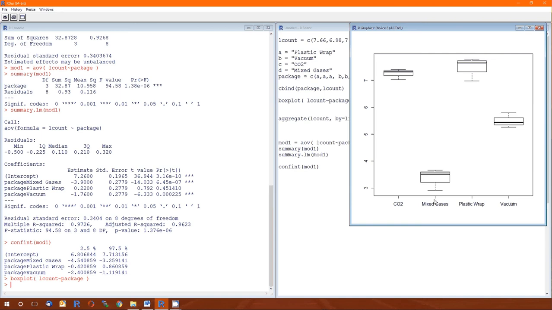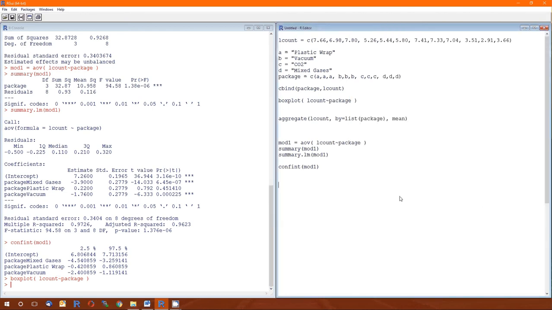So how can we get estimates of mu when we don't have those? Well, here's one way of doing it. Don't get into the habit of doing this, though. Let's create a second model. It's aov, L count, squiggle package. So far, no differences. But add in plus zero. Adding in the plus zero forces the intercept to be zero.